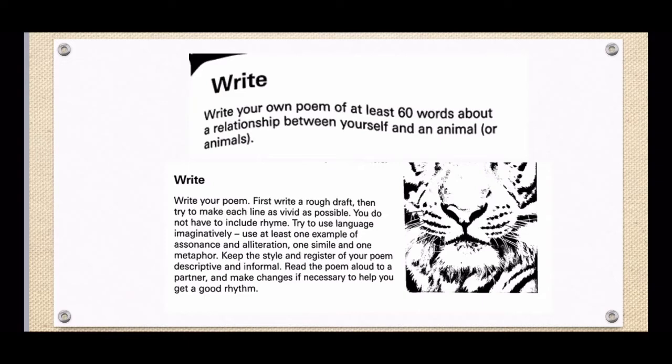First write a rough draft, then try to make each line as vivid as possible. You do not have to include rhyme. Try to use language imaginatively. Use at least one example of assonance, alliteration, one simile, and one metaphor. Keep the style and register of your poem descriptive and informal. Read the poem aloud to a partner and make changes if necessary to help you get a good rhythm.